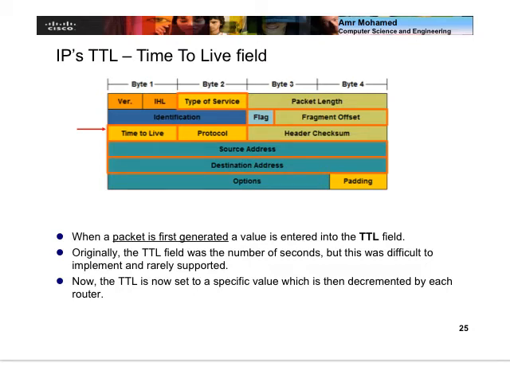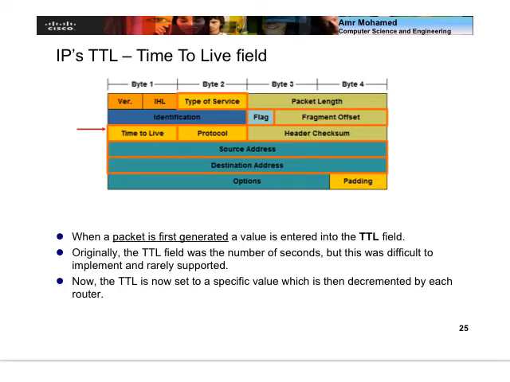Okay. But here it's written that the TTL field was the number of seconds. Yes, that's a misleading point. When they first designed the IP header, they said that this is the time that the packet is allowed to live, the time in seconds. But later on, they kept the name as TTL, however, it's used as the number of hops.